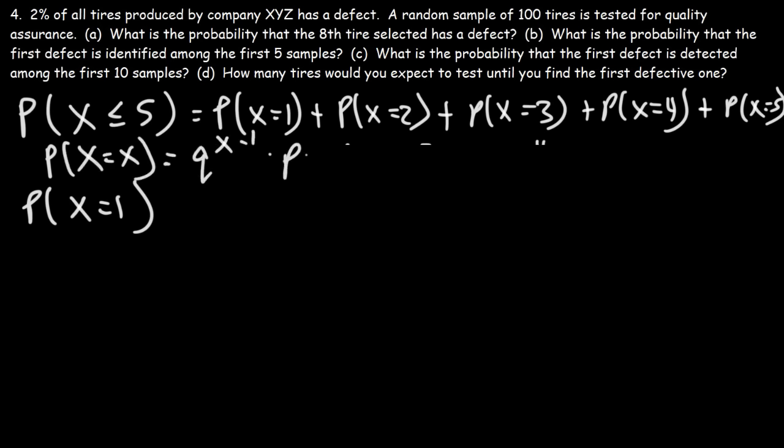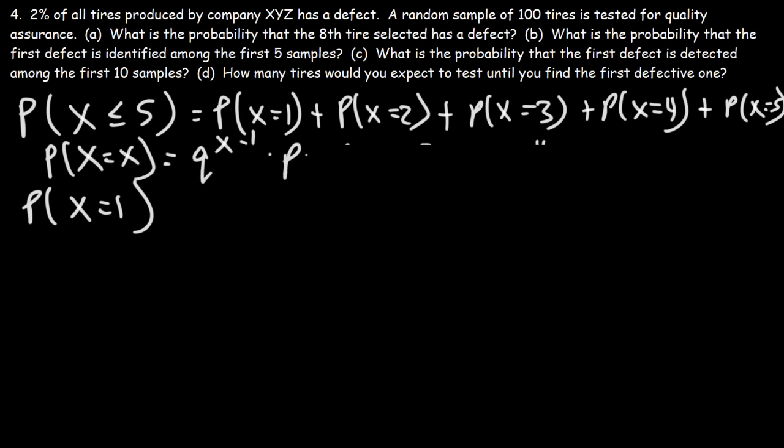The answer is the mean. All we need to do is calculate the mean, and that's going to determine the number of tires we expect to test until we find at least one defective one. So the mean is 1 over p. And the probability of finding a defective tire is 2%, or 0.02. So 1 divided by 0.02 is 50. So you should expect to test 50 tires until you find one defective one, because that's the mean. So that's it for this problem.